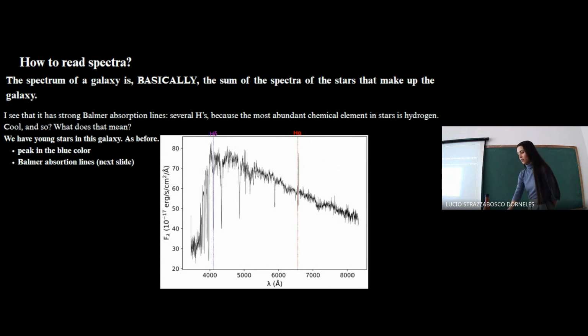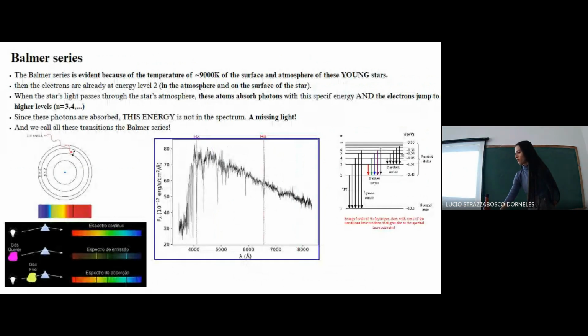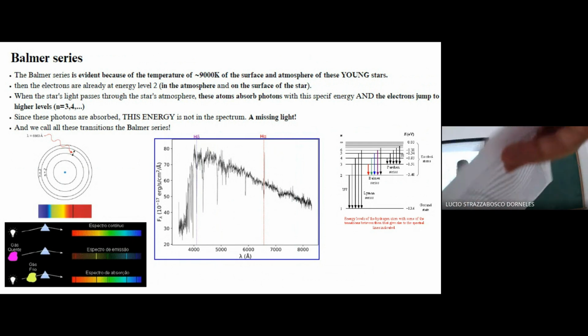Absorption lines in the next slide. The Balmer series is going to be evident because of the temperature. It's always because of the temperature that the star has. So the temperature is about 9,000 kelvins on the surface and the atmosphere of these young stars. So you can imagine here we have a star, and here is the atmosphere of the star.